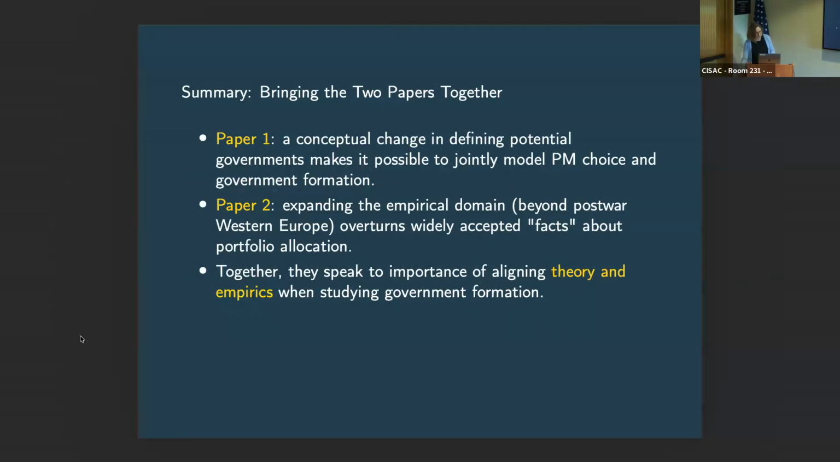So in our first paper, we tried to reconceptualize, to redefine how we think about government alternatives as a way of bringing our empirical approach closer to our theoretical understanding of how government formation works. This is going to allow us to jointly model prime ministerial party choice and government choice.